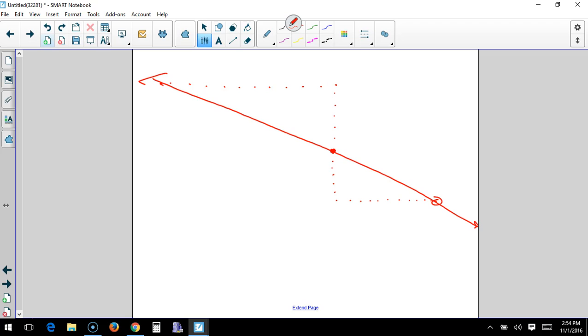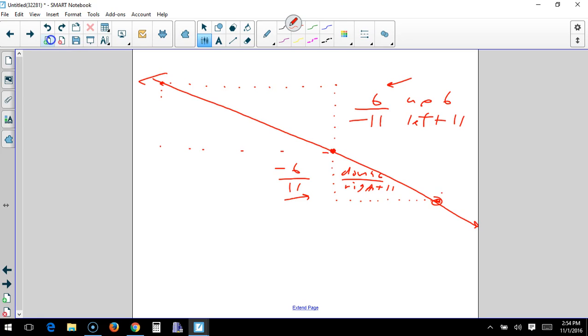So this up here is up 6, left 11. This here is down 6, right 11. It ends up being on the same line. And even from up here, I can go down 6 and right 11. Or from over here, I can go up 6 and left 11, and I still end up on the same line.